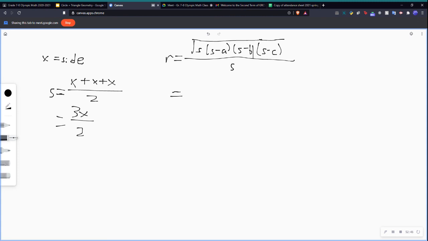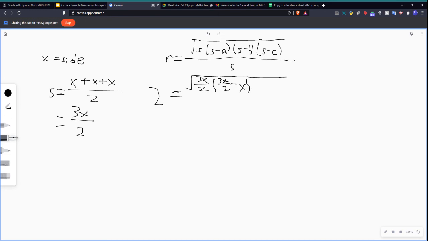All right, so we're going to substitute some values into this. So r is equal to 2. And then we have s. This is just 3x minus 2. Sorry, it's 3x divided by 2. And we have 3x divided by 2 minus x.